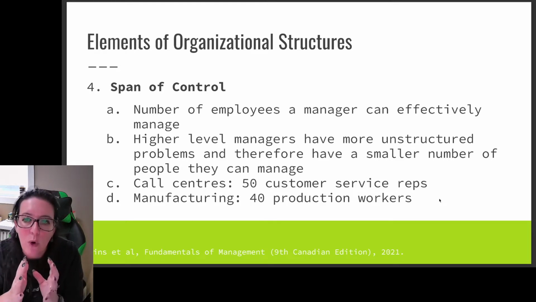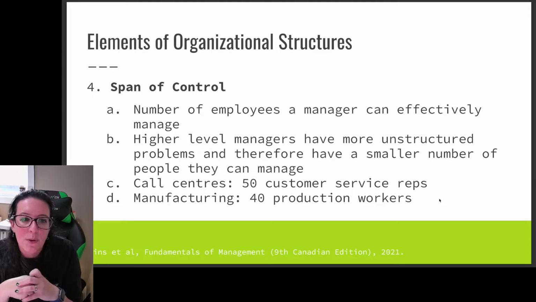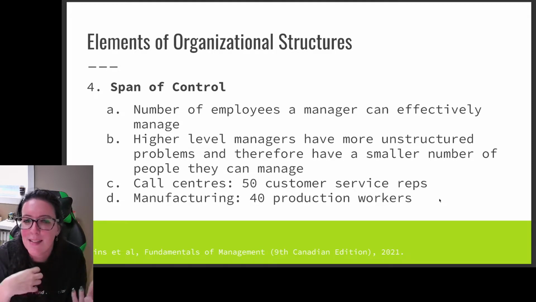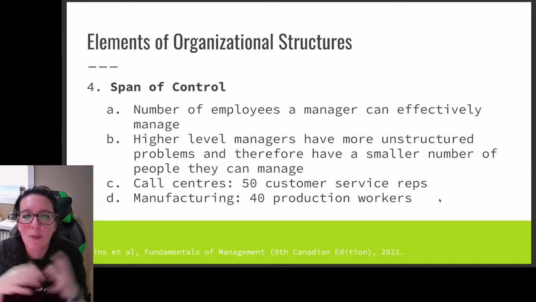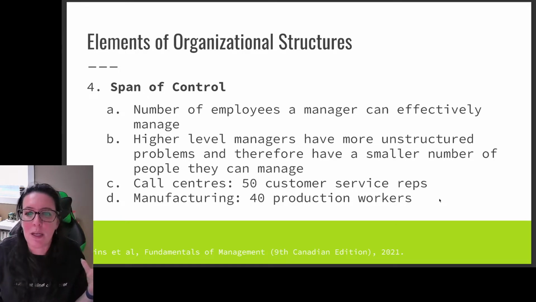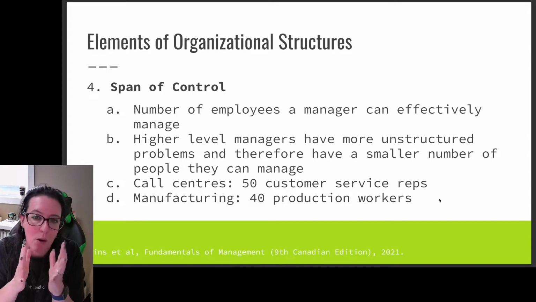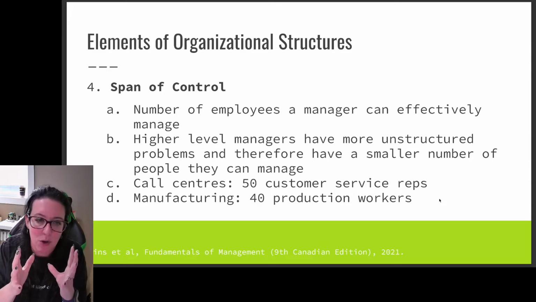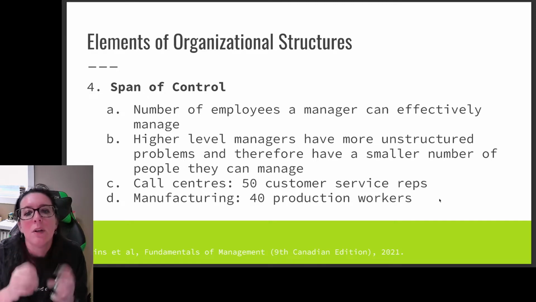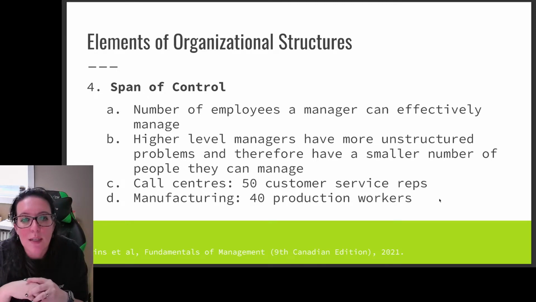So if you're in a role that has many unstructured problems, so we don't have clear solutions, then we are going to have to do a lot of complex problem solving. We're going to have to come up with novel solutions. And so therefore our ability to manage people is going to be a lot more narrow. We're not going to be able to handle a large number of people and these unstructured problems. So the higher you are up in the organization, the smaller your span of control.